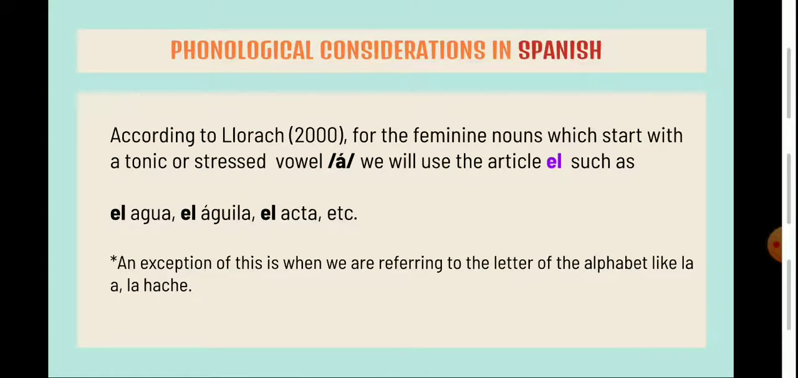In the case of Spanish, according to Larache, for the feminine nouns which start with a tonic or stressed vowel A, we will use the article el, such as el agua, el águila, el acta. An exception of this rule is when we are referring to the 8th letter of the alphabet, which is H. In Spanish, we say la H. We do not say el H.